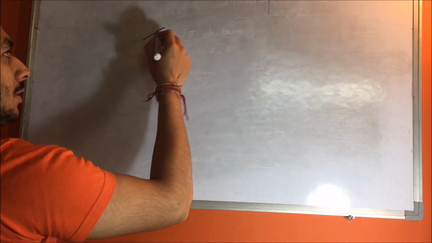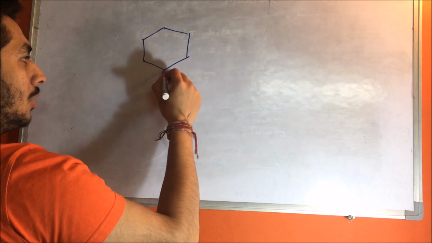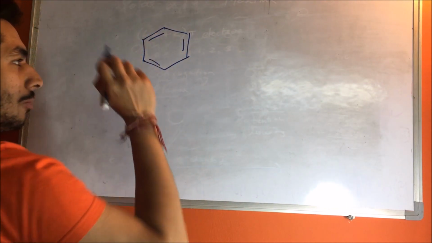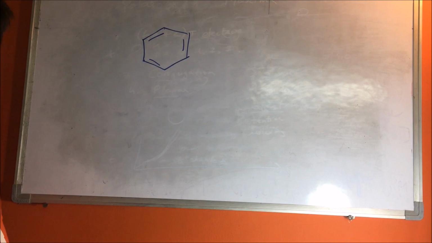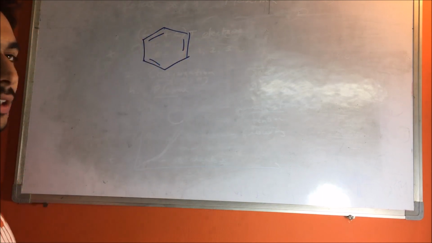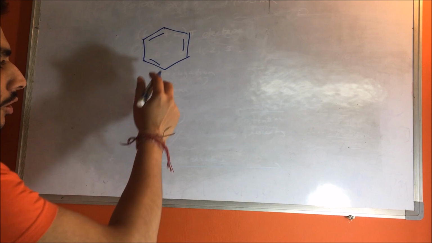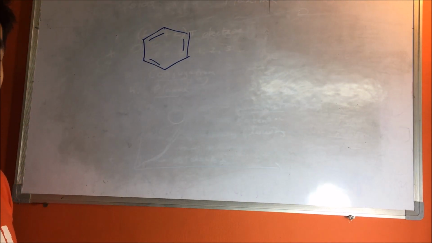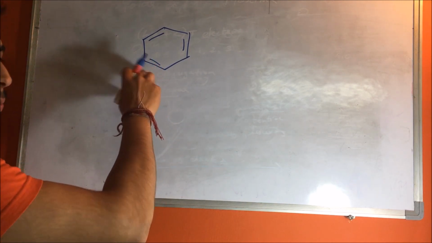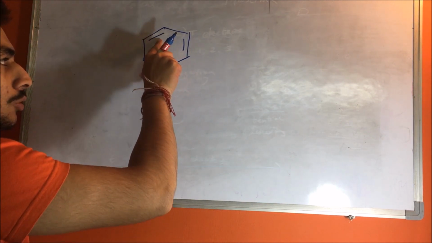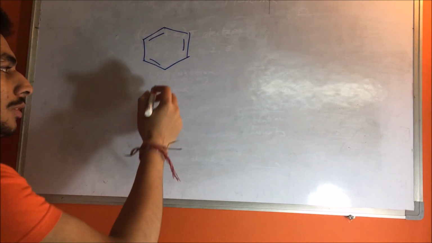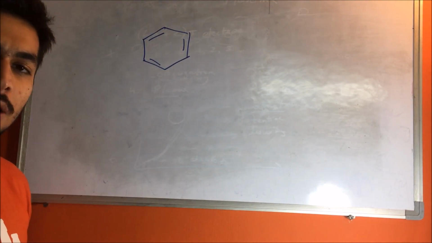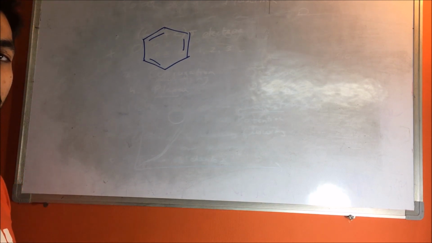For example, if we take benzene, the benzene molecule is planar because all carbons are sp2 hybridized, and all sp2 hybridized carbons are planar, right? They are present in the same plane. It's cyclic, like you can see. It's conjugated. There are alternate single and double bonds, so there is resonance taking place. And it has 6 pi electrons. If you count, each double bond has 2 pi electrons, so 2 plus 2 is 4, plus 2 is 6. That means it follows the 4n plus 2 pi Huckel rule as well. So it satisfies all the four conditions, and that is why it is aromatic.